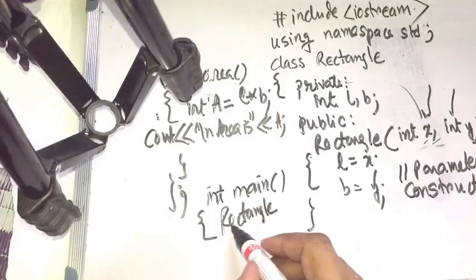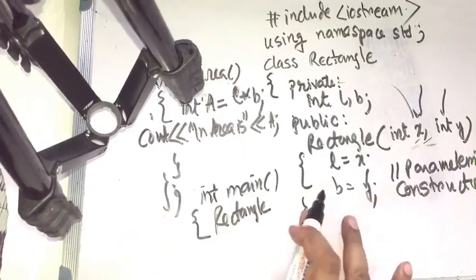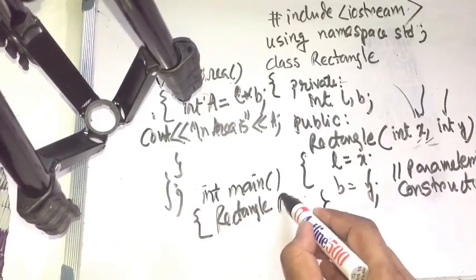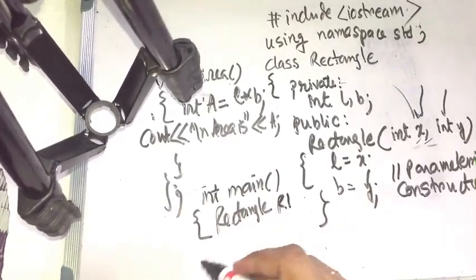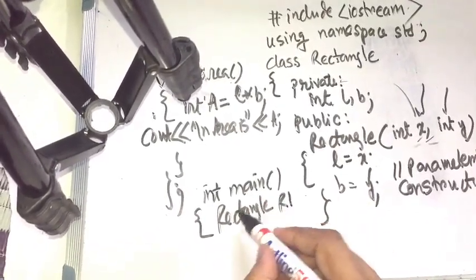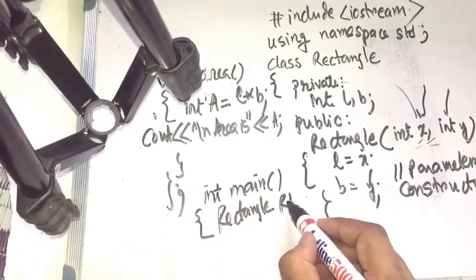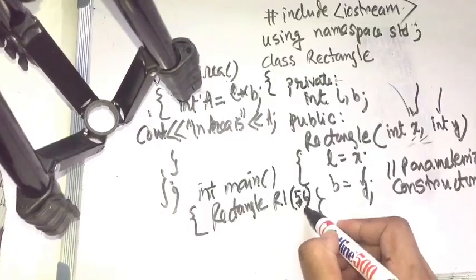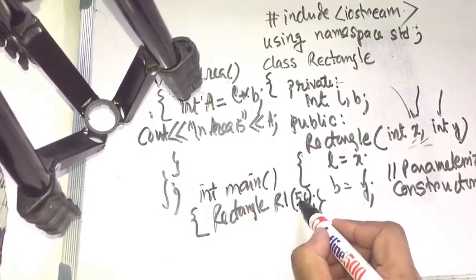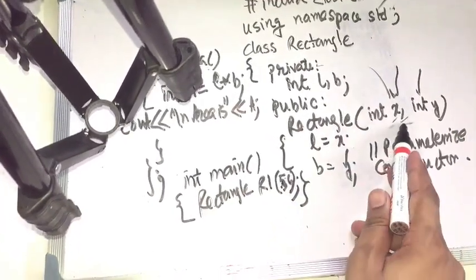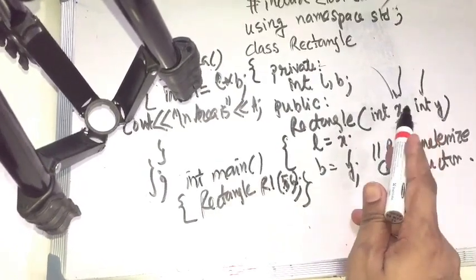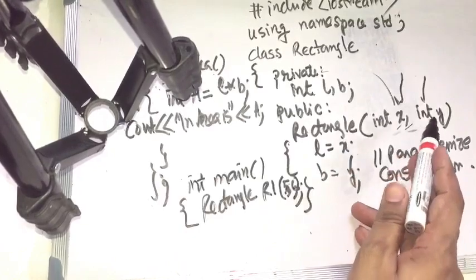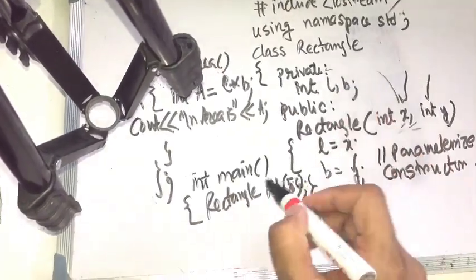So this is the name of the class, and we know the class is the logical structure, and an object is the reality. The name of the object is R1. The object is the variable of the class. Suppose the parameters are 5, 6. These are the actual parameters. 5 is copied to x and 6 is copied to y. Then x is transferred to L and y is transferred to b.